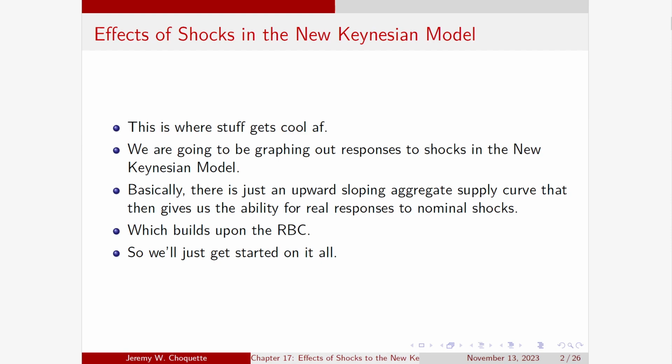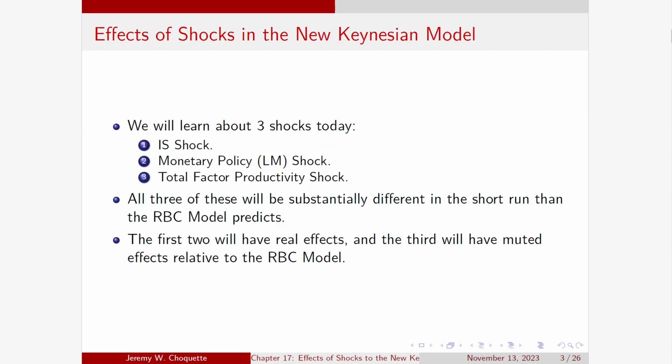So it's building upon the real business cycle model, and it's sort of assuming that the real business cycle model graphs out the long run effects of these things, and that the new Keynesian model is giving us the short to medium run effects of things. So ultimately, both are necessary. They're just giving us different pictures, or I guess different sides of the same coin, whatever you want to call it. So let's just get started with this.